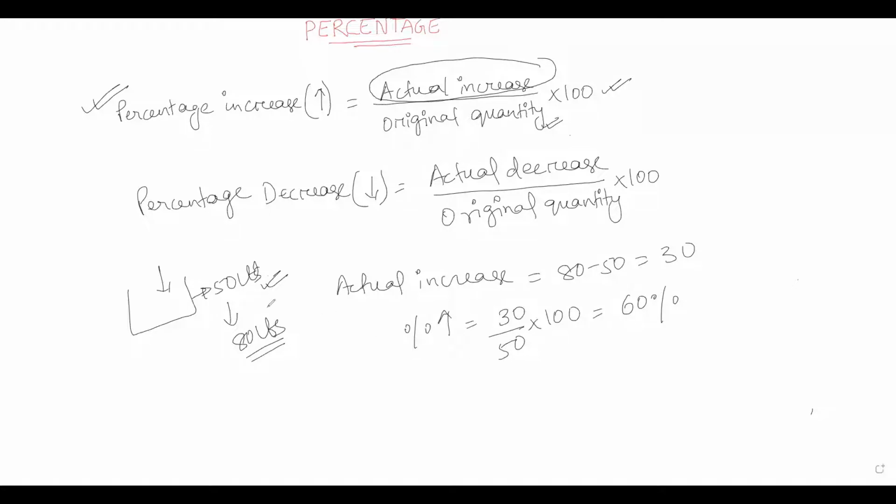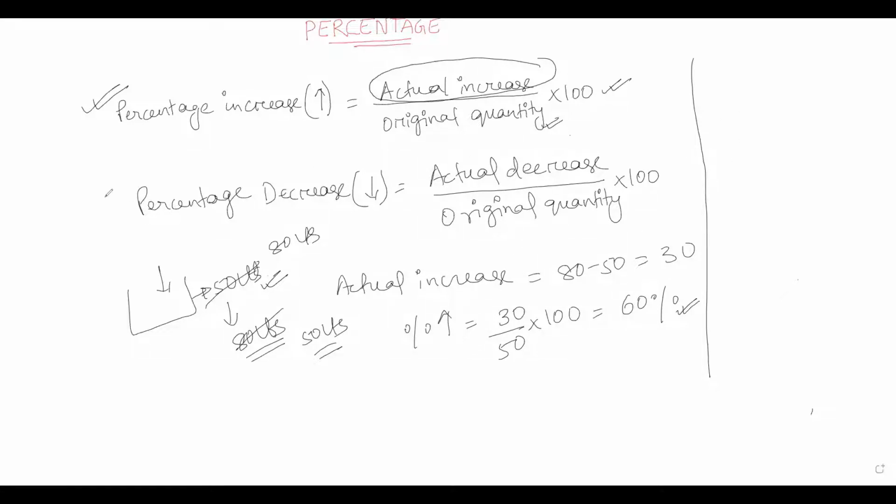So we can say that when 30 liters of water is being added to this tank, then the percentage increase is 60%. In a similar way, suppose initially the quantity in this tank was, say, 80 liters, and now it has been reduced to, say, 50 liters. So what is the percentage decrease in the quantity of water?